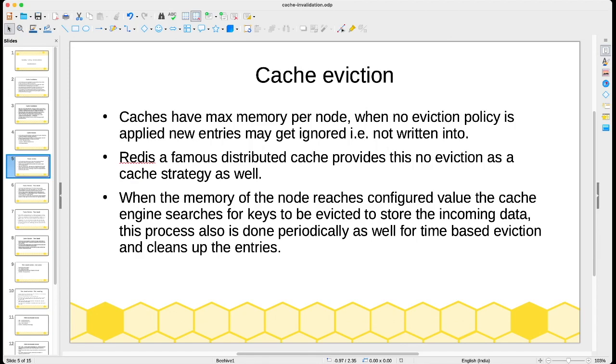and it will not be written to the cache. When the memory of a node reaches the configured value of the cache, usually the caching engine will perform the eviction. So that is what is classified into TTL based, access based, size based. That's what we told, right? We will look into TTL based now.